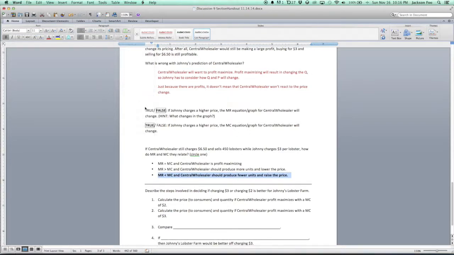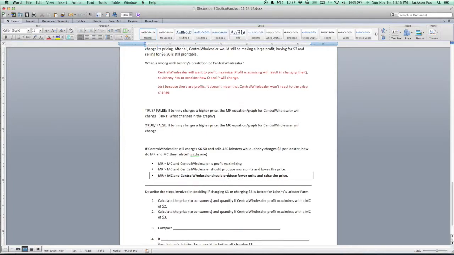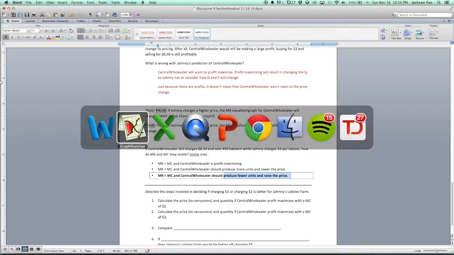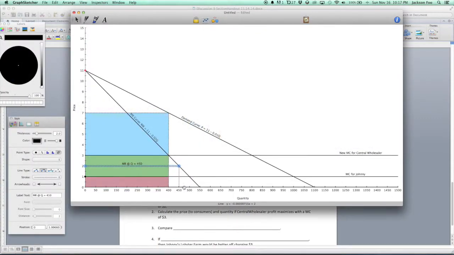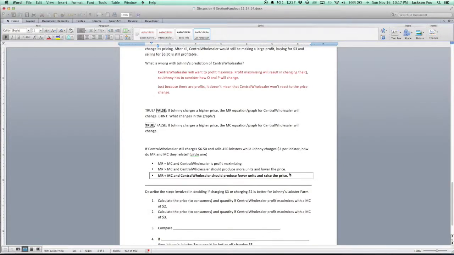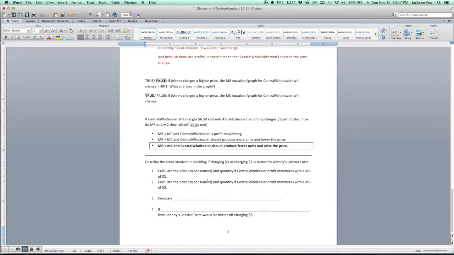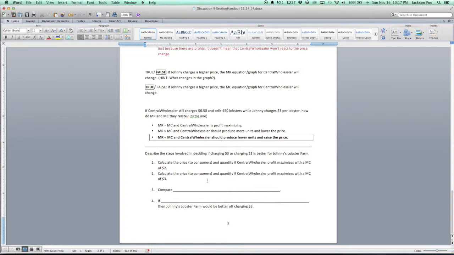Okay, bold and box again. And this makes sense. So they should produce fewer units and raise the price. Is that what our diagram tells us? Yes. So they should be selling at 400, so yes, that's a decrease in units. And they should be selling at $7 instead of $6.50, so that is an increase in price. Okay, so this part is true. So we know that that's the answer.